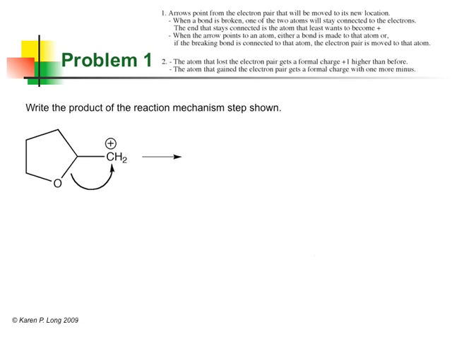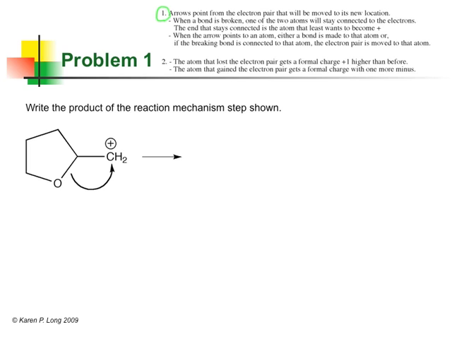Problem 1. Write the product of the reaction mechanism steps shown. Okay, the first thing to say to yourself is, it doesn't matter if I've never seen this problem before. I can figure it out. The second thing you say is follow the rules. I have the rules listed up on the top.